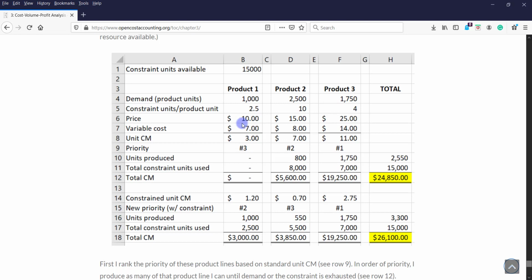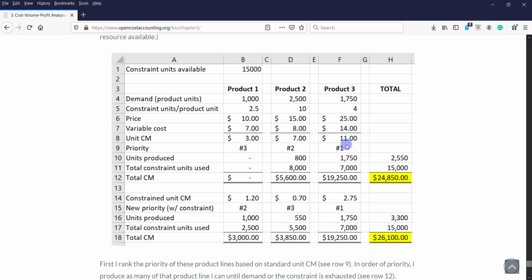Now, we have our prices and our variable costs. By now you're experts in contribution margin, or CM. So you know that I have a $10 price and $7 variable cost. That gives me $3 unit CM. Likewise, $15 for product 2 for our price, $8 in variable cost gives me $7 of unit contribution margin. And for product 3, $25 in price minus $14 in variable cost gives me $11 in unit contribution margin.